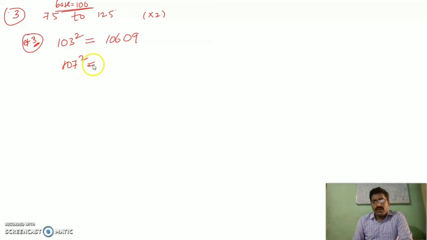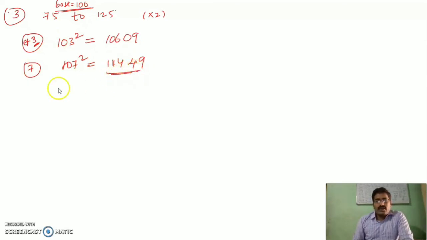107 square. 107 is how much more than 100? 7. 7 square value 49. Now 2 times 7 how much? So here we add 2 times that number to 100. 2 times 7 is 14. So 14 plus 100, 114. So 107 square how much?